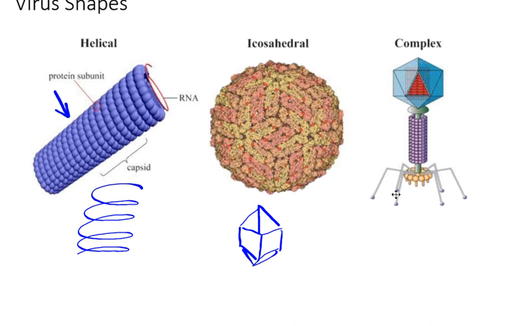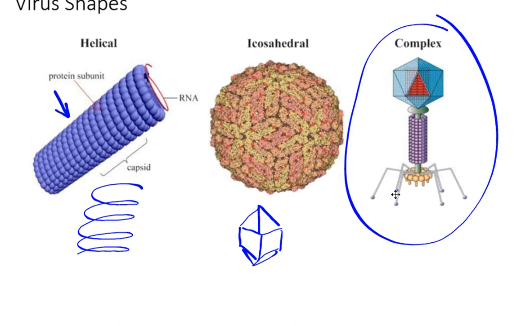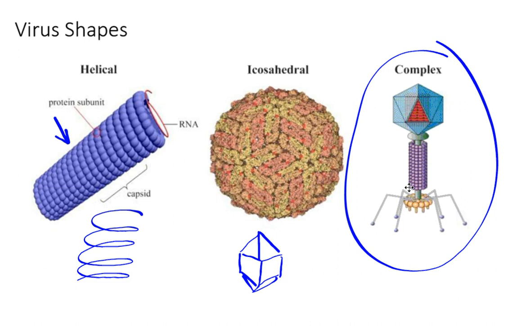And then the complex, which is not any particular shape at all. This is called a bacteriophage. These are viruses that attack bacteria, and they have this very complex shape, some helical shape, some icosahedral up here, and some other pieces that don't really fit description, and they look like little alien landing crafts.